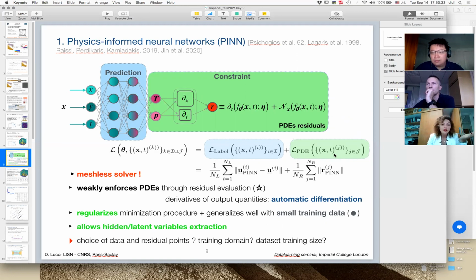So you don't run the PDE, let's say. No, you run the PDE. You run the PDE to collect the data going into the label term.